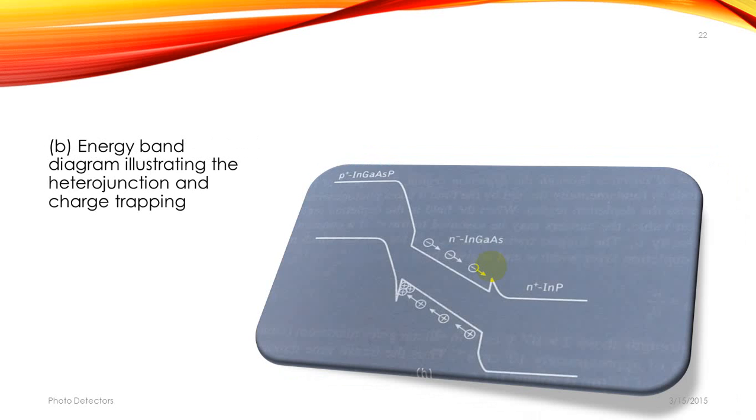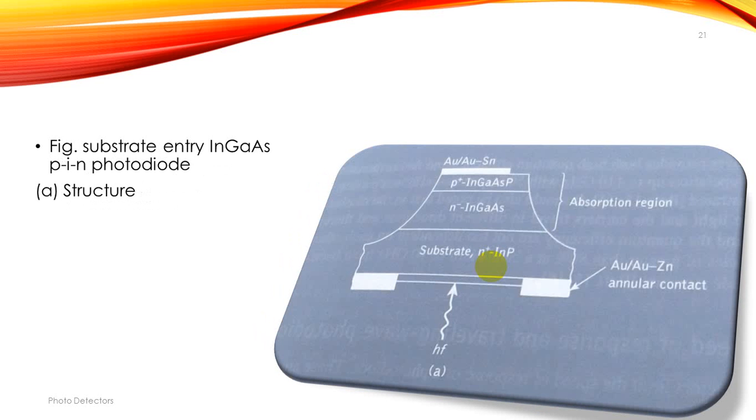The substrate entry PIN photodiode is shown in figure A. The device incorporates a P-positive indium gallium arsenide phosphide layer to provide a heterojunction structure or Schottky barrier, which improves the quantum efficiency. Moreover, it is fabricated in a mesa structure which reduces parasitic capacitance.